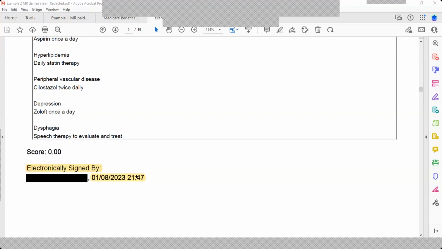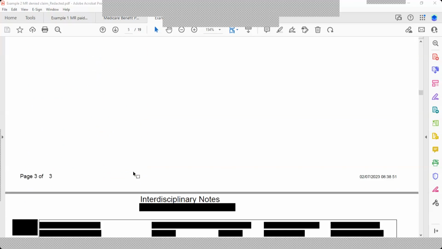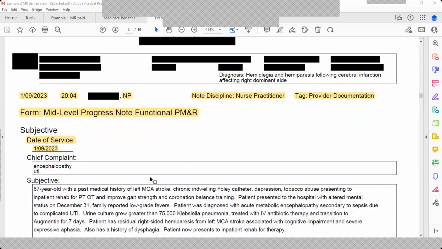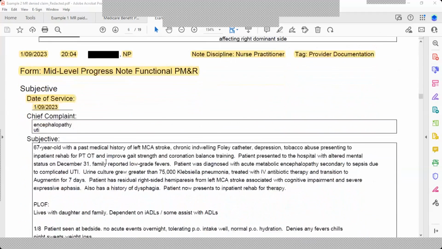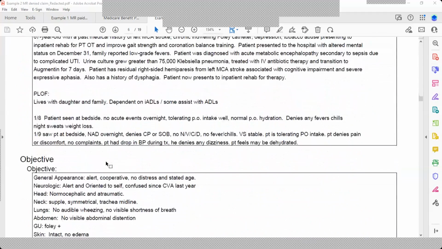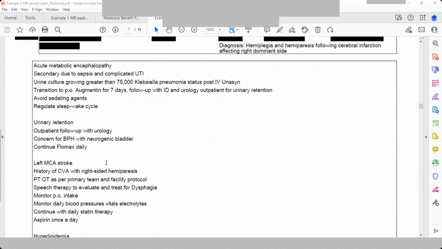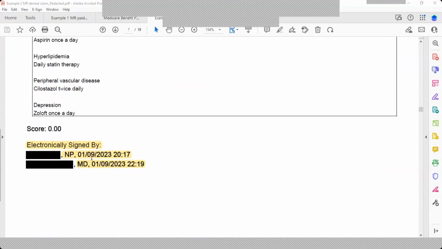So let's take a look at the nurse practitioner's daily notes. Again, for the sake of time, I've only included the first and last pages of the nurse practitioner's notes, as well as the discharge summary. Starting here, we can see that the nurse practitioner completed this note on January 9th, 2023. The nurse practitioner did complete all portions of the face-to-face note and then electronically signed, dated, and timed the note on January 9th, 2023. The physician also electronically co-signed the note on January 9th, 2023.